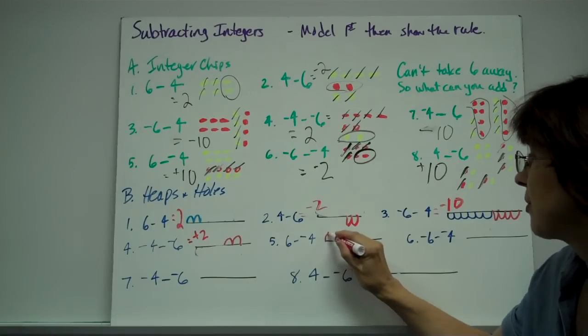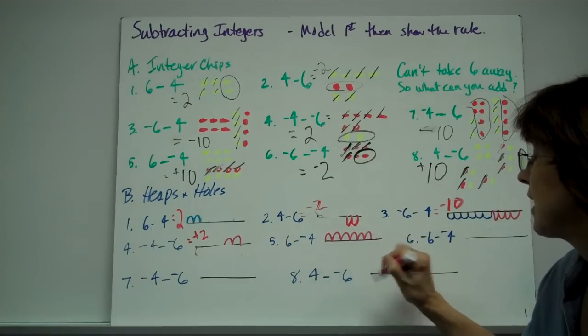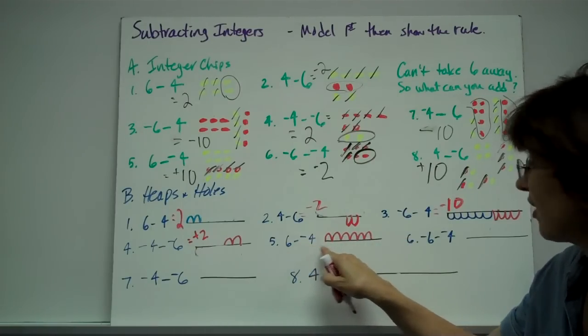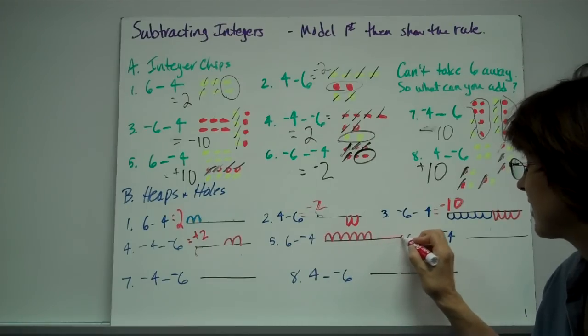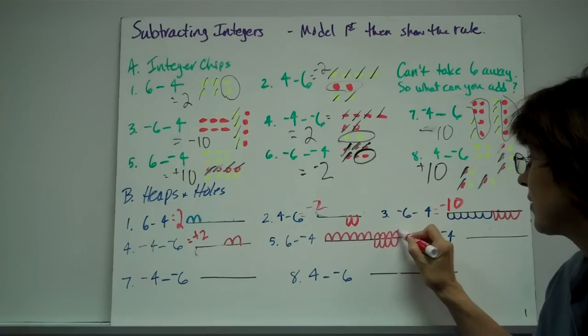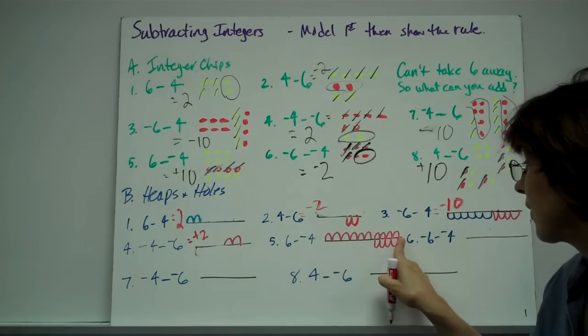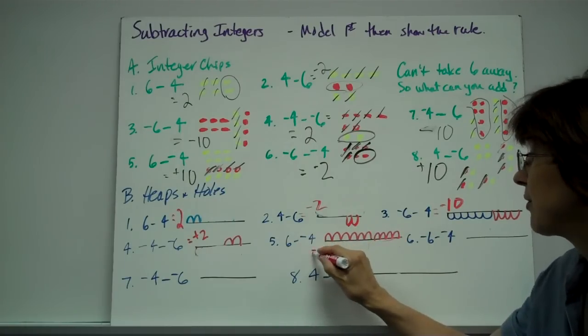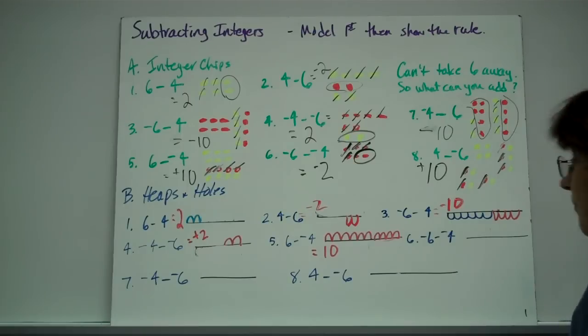Here I've got 6 on top, 1, 2, 3, 4, 5, 6. I've got to take away 4 negatives. I don't have any on the bottom. So I've got to extend this a little bit. I've got to do 1, 2, 3, 4, and I've got to put on the 0 pairs on top. I've got to take away 4 on the bottom, and now I see I'm left with 10, but they're all on top, so it's positive 10.